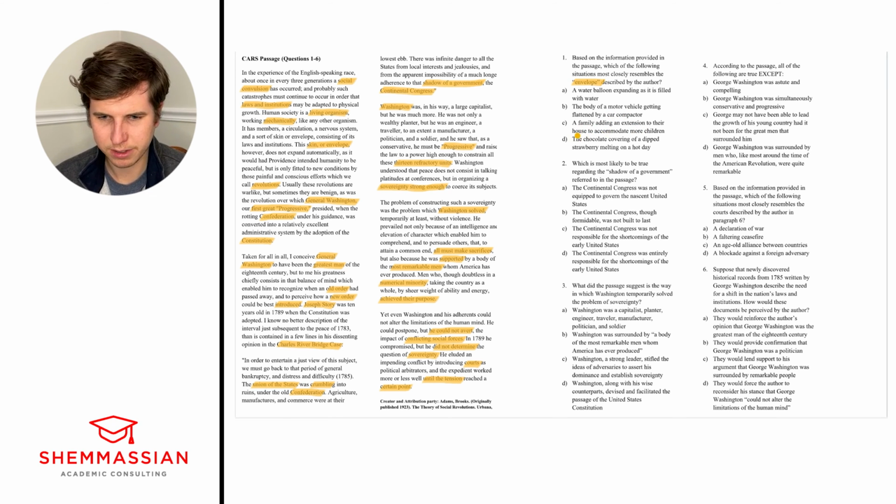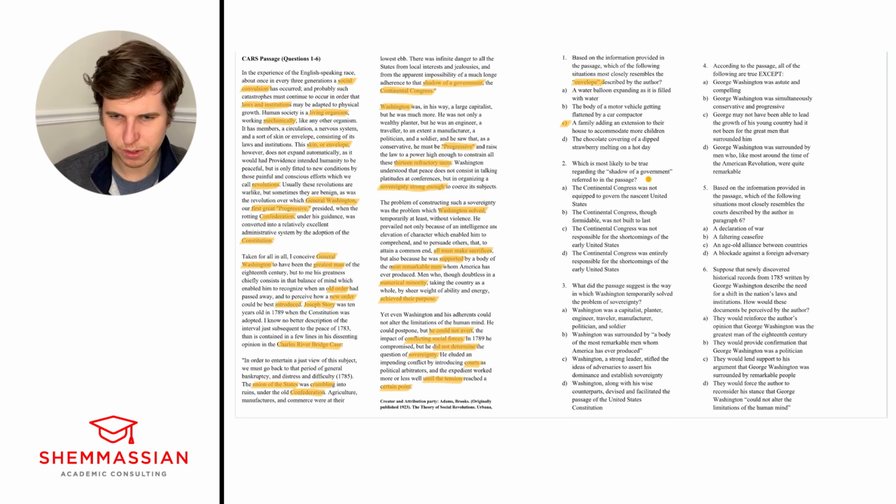A family adding an extension to their house to accommodate more children, that seems fairly decent, right? Because we're wanting to expand out and to accommodate something, which is what we got going on here. The chocolate covering of a dipped strawberry melting on it, that's again the opposite, right? So B and D would be opposite answers. A is kind of, that's not true, right? We're looking for something that's not automatic. So C is going to be our best answer there.